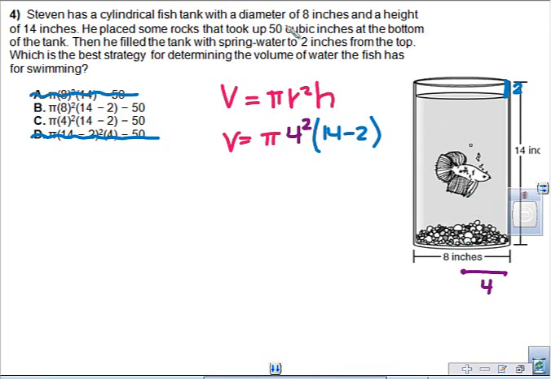But they've already used up 50 cubic inches with rocks. So then you have to remember to take that away. So minus 50 once you get the initial total volume. So if you look, the only thing different in B and C is the 8 versus the 4, so you had to remember to take half of your diameter to get your radius. So that one would be C.